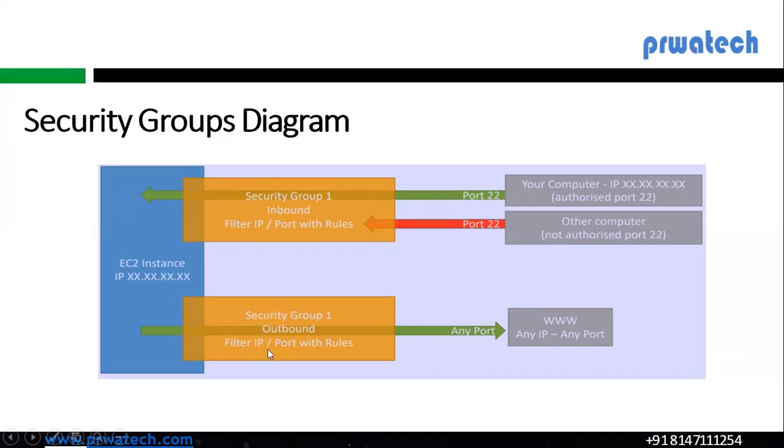And the next one is outbound traffic. By default, the outbound traffic is allowed. You can use any IP.